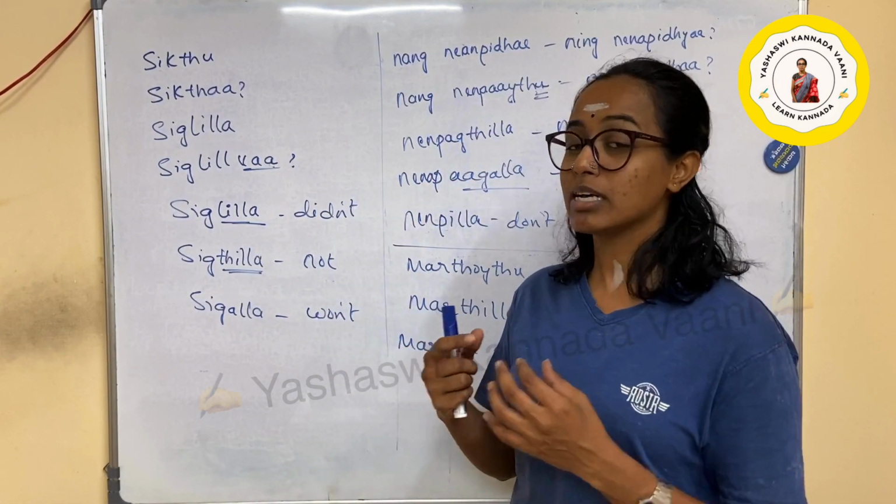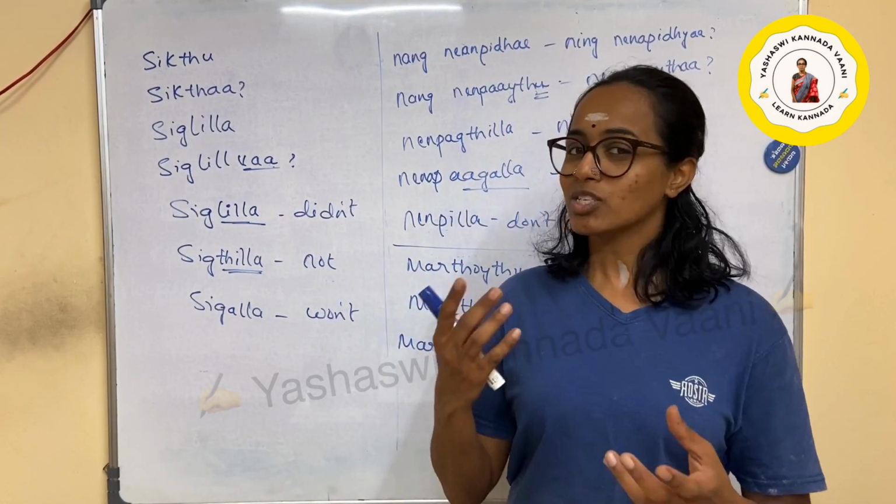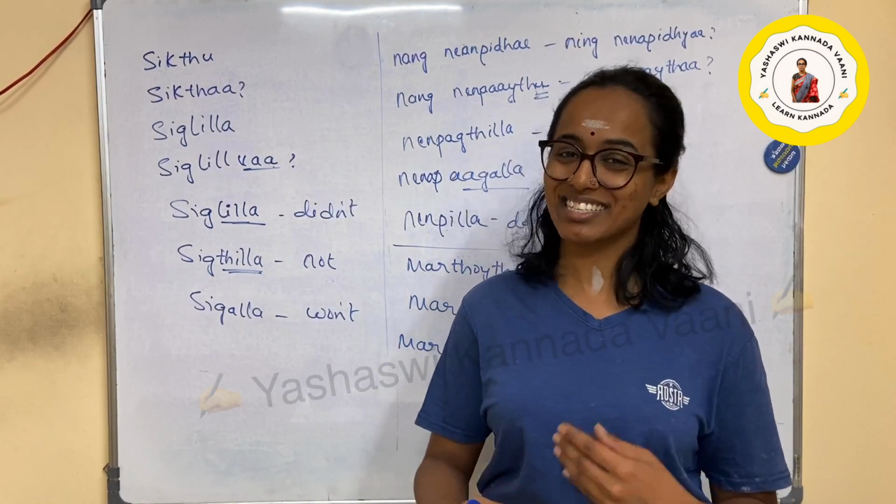For example, "siktu", "keys siktu". "Nan mane keys siktu." "Nan mane keys sikta?" So like this, improvise the sentences as you practice.